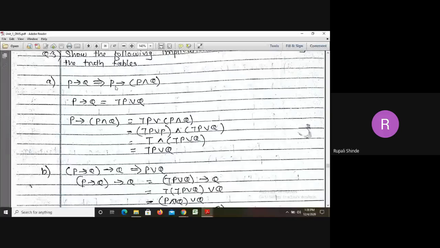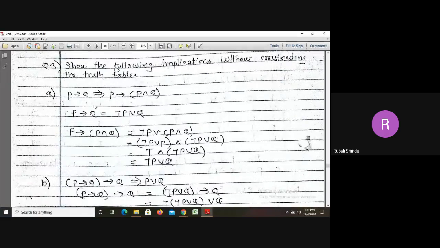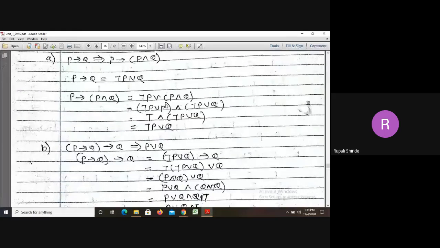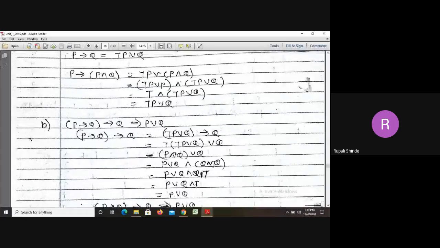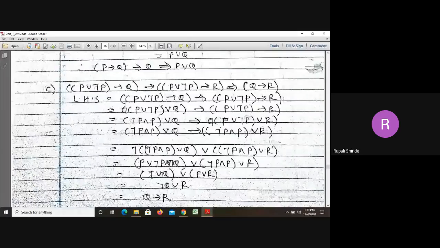Now check here, both formulas contain the same values. That's why we can say that the first formula logically implies the second one. So likewise, we can prove this without constructing a truth table.